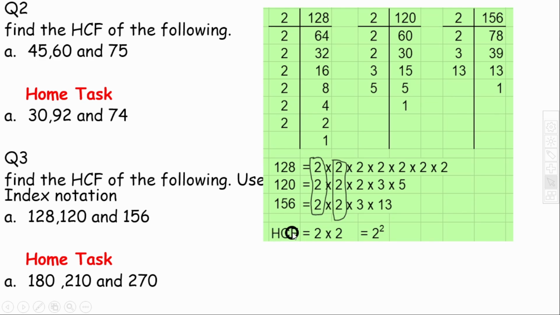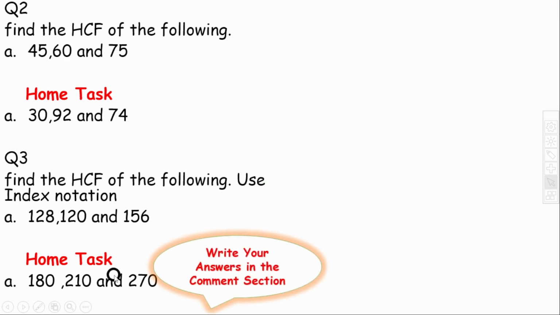So HCF is equal to 2 times 2, which is equal to 2 squared. The whole of this one you represent as 2, and the whole of this one you represent as 2. So the final answer is 2 squared. Now that we have solved this example, I want you to use this same new method to calculate the HCF of 180, 210, and 270.